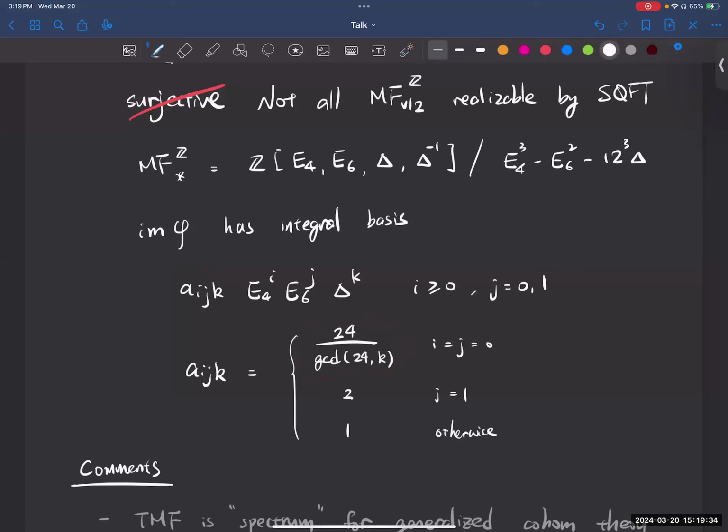Another way to express this, I think actually is a little more convenient, is to say that 24 has to divide this A00K times K. I think this is probably easier to remember than this GCD formula.